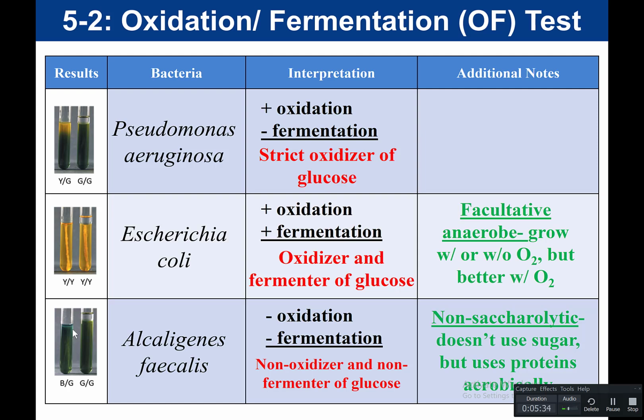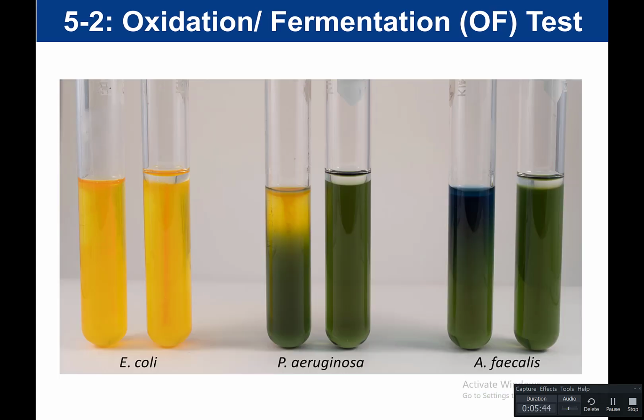And so you want to understand the readout, but again, you don't need to memorize which bacteria gave which result. I won't ask you that question. So this is just showing you bigger images of those results so that you could see them a little more clearly. So again, you can see that the E. coli is yellow and yellow. You can see that the Pseudomonas aeruginosa is yellow on the top. So again, positive for oxidation, but negative for fermentation. Alcaligenes faecalis is negative for both, but we do see the blue on the top, which means that they use the peptones aerobically.